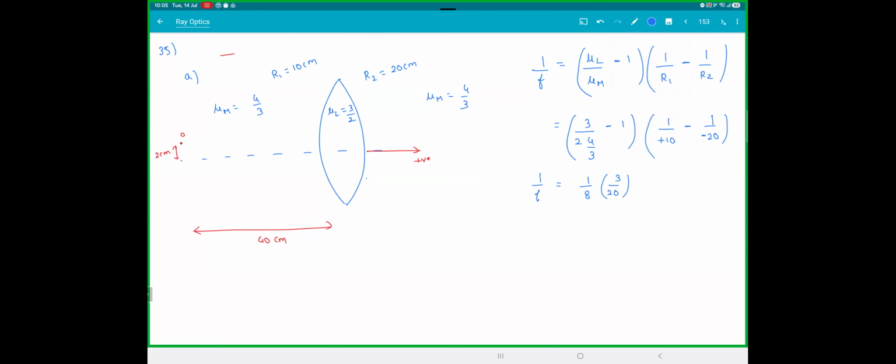I think you guys got the focal length. Yeah, focal length is 160 by 3. I asked you for the image. Why do you guys report focal length 160 by 3? So that's 160 by 3, it is the focal length.